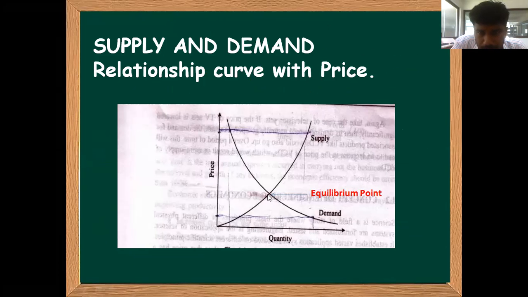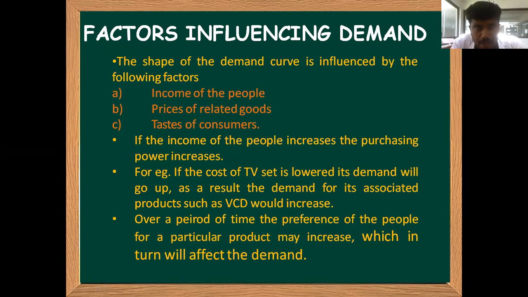You can see over here that the supply curve and demand curve meet at a particular point. This point is called the equilibrium point. And we discussed the factors influencing demand. The demand is going to vary with these factors: the income of the people, prices of related goods, and the tastes of the customers. If there are variations, automatically the demand for the particular product is going to vary. So these are the things.